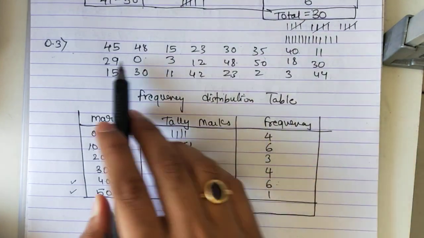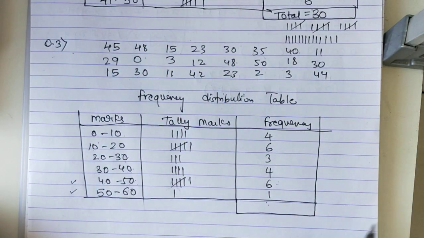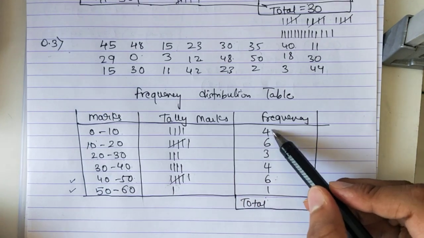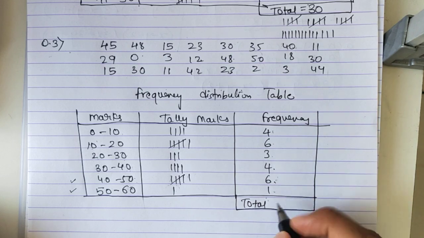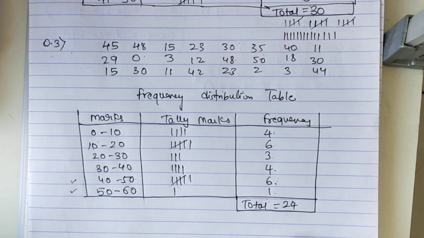I have told you that these were the marks of 24 students. So you will get this answer also as 24. So total, let's count: 10, 13, 17, 23, 24. So the answer is 24. Okay. Copy this table.